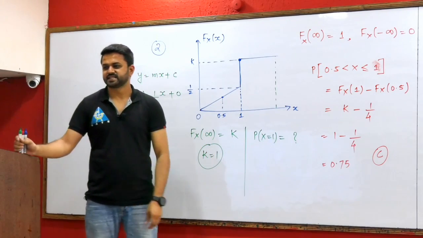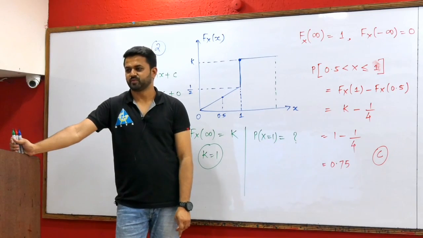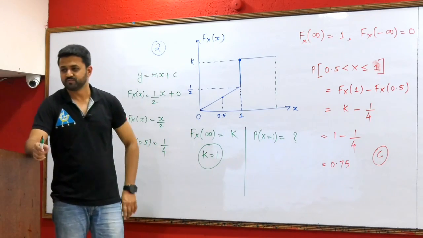Manish and Abhishek are saying that the probability at x equal to 1 is 0.